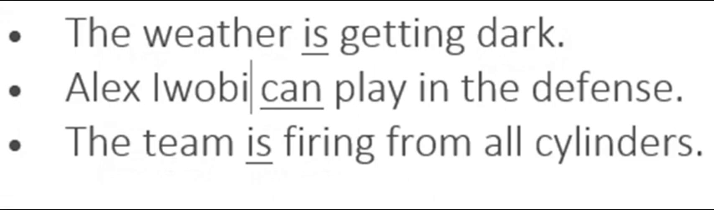The weather is getting dark. You notice the auxiliary verb is. Getting is a verb in the sentence, but the is now helping the getting. It tells you that the sentence is about the present, what is happening presently.